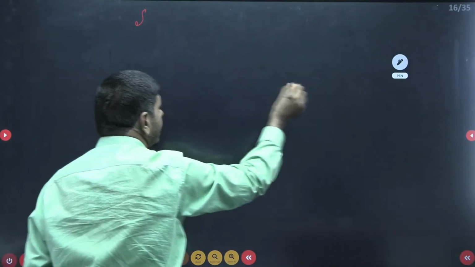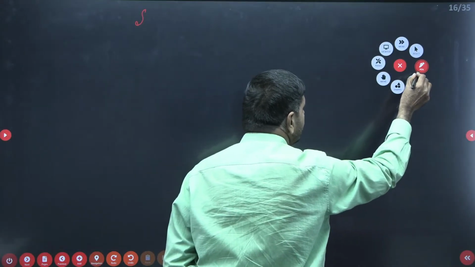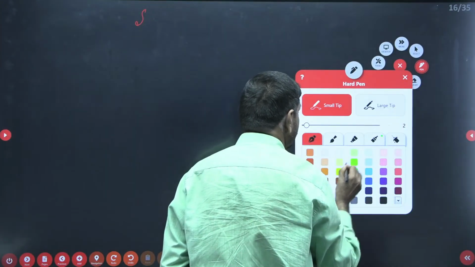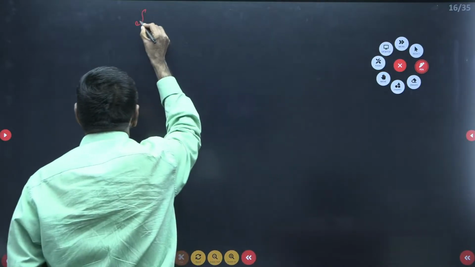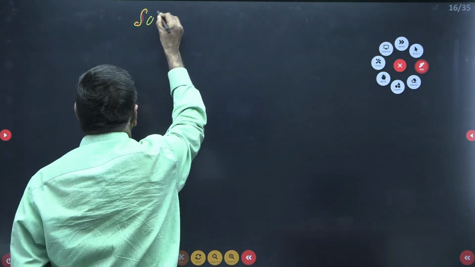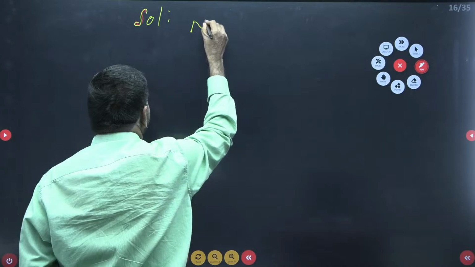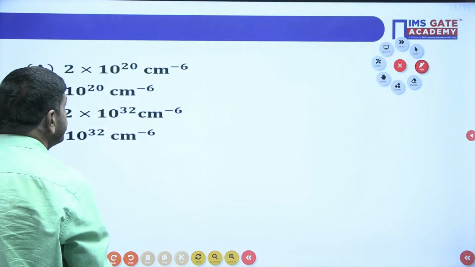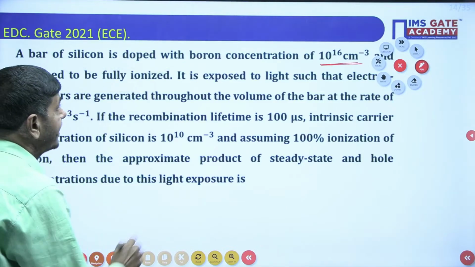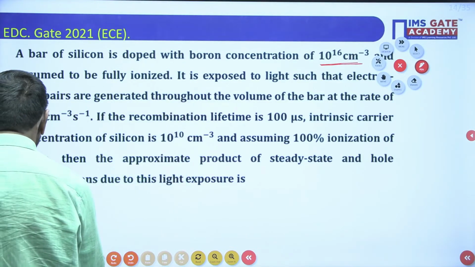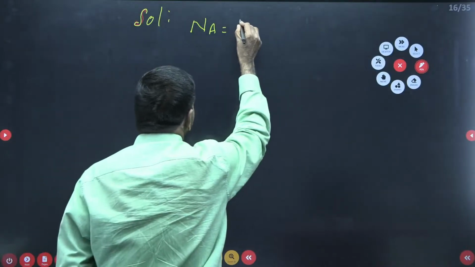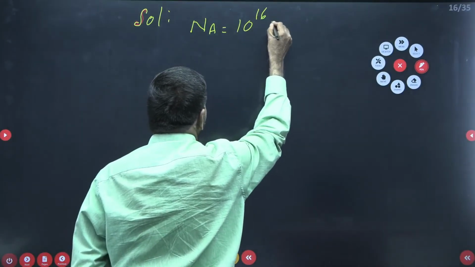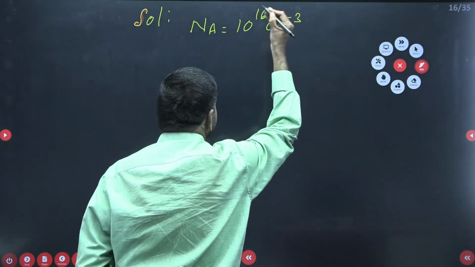Solution. In the problem, Na, the acceptor concentration, is given. What is Na in the problem? The value of Na is 10 power 16 per cm cube. That much value is given.